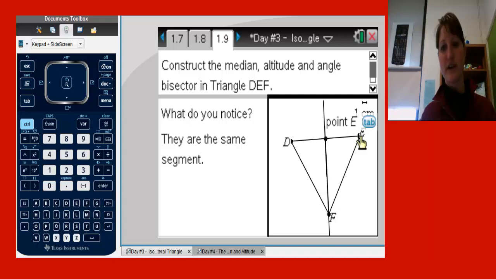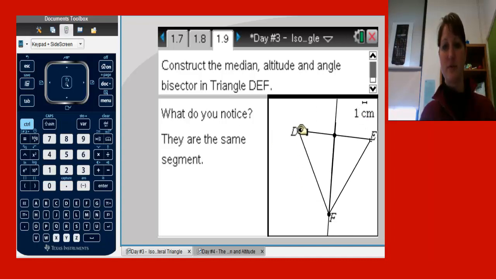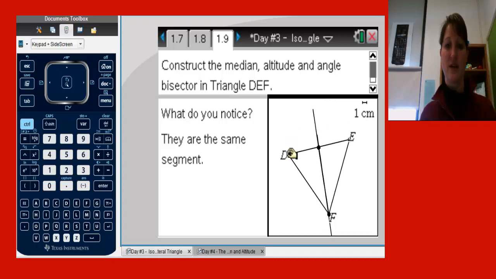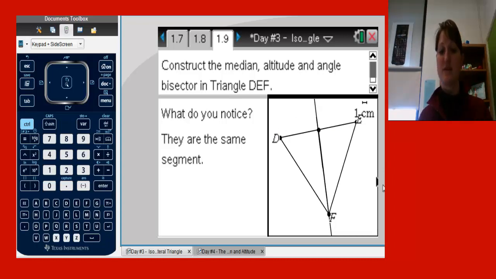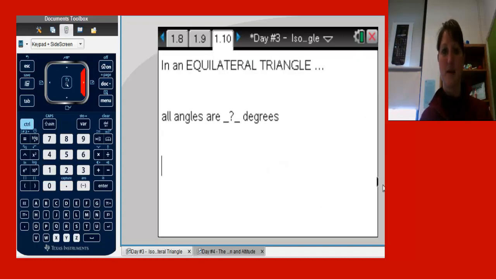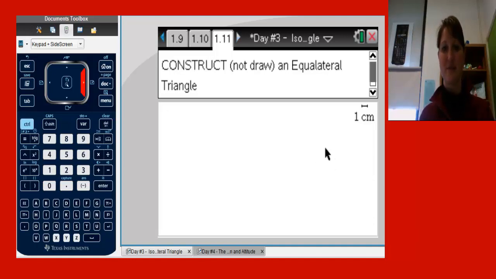If I go over here and I grab point D and I move it around, I've constructed it so that it is always an equilateral triangle, and so they always will be the same segment. Okay, so in an equilateral triangle, all angles are 60 degrees.